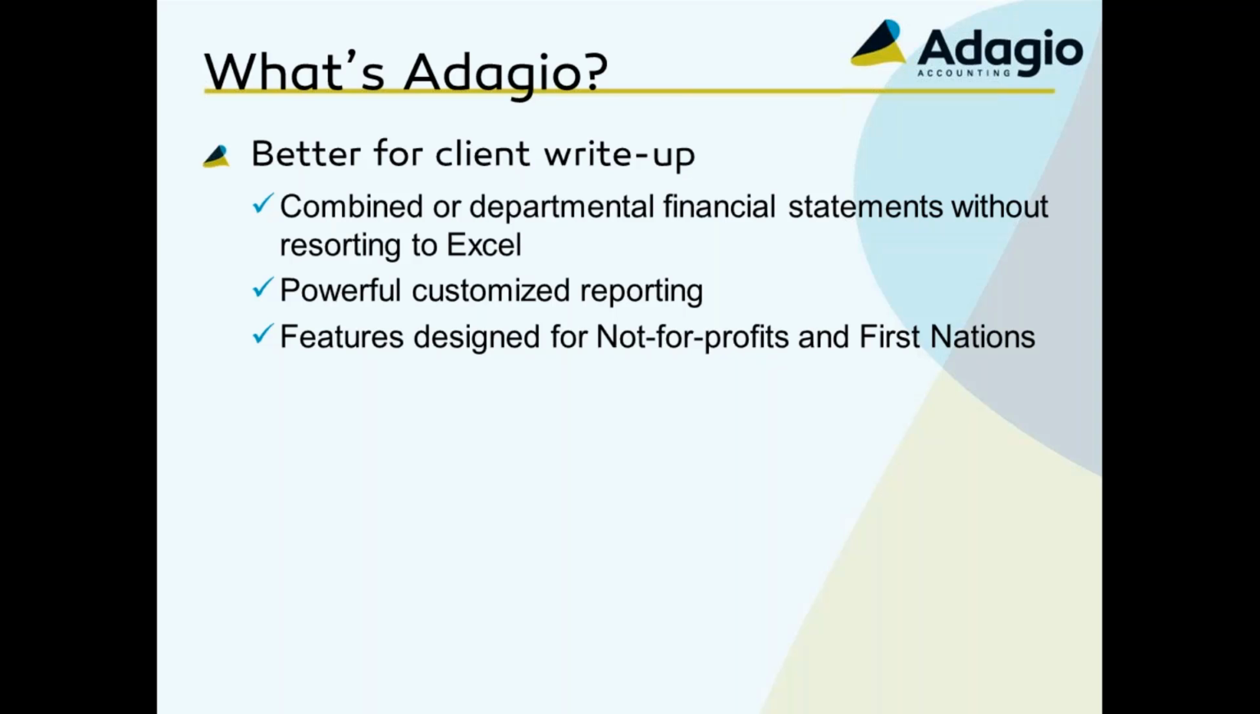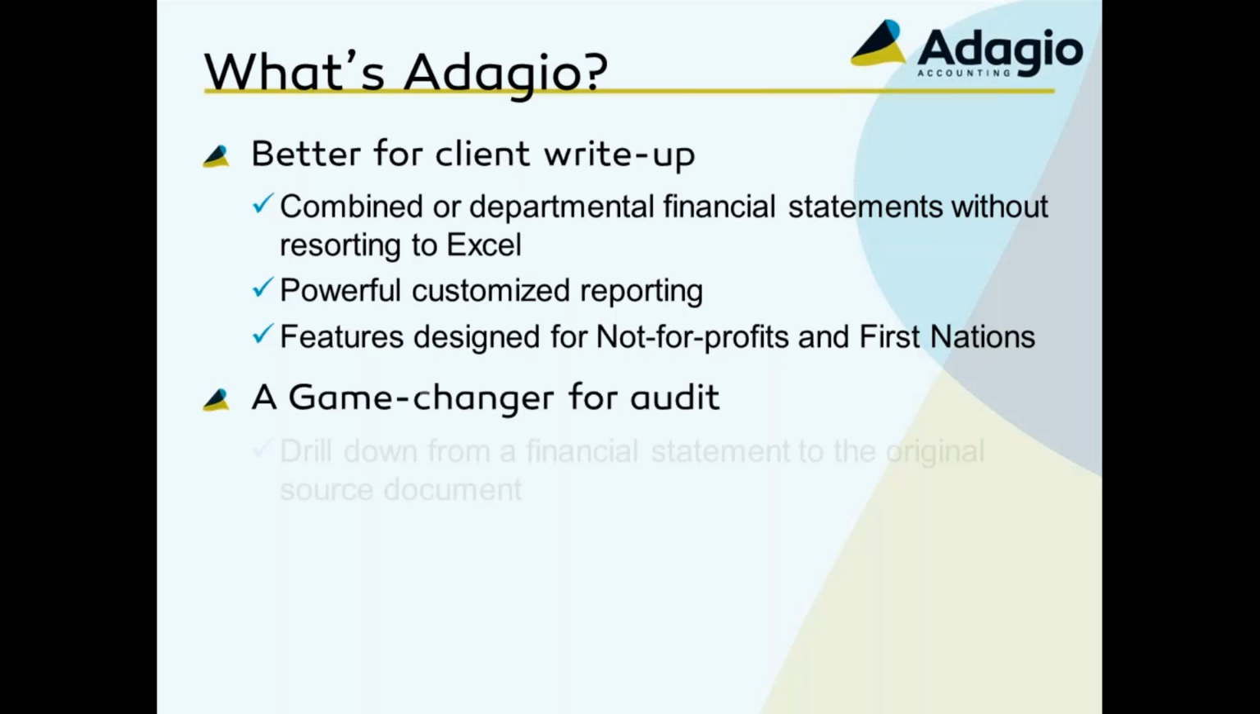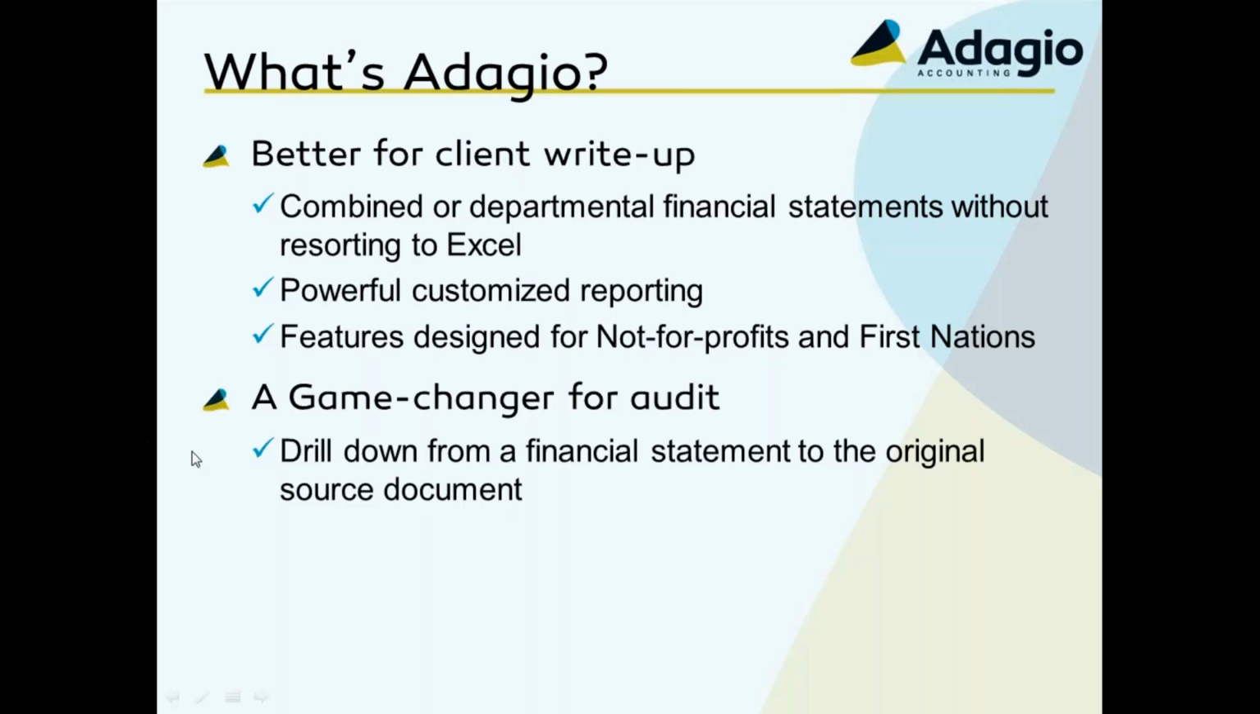And we have done some features within the Adagio accounting suite specifically for not-for-profits, such as the ability to open next year's budgets without opening next year, so that you can get a jump on your budget entry in the GL. A couple of things are really nice if you're subject to audit.